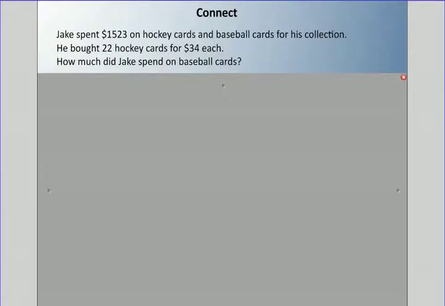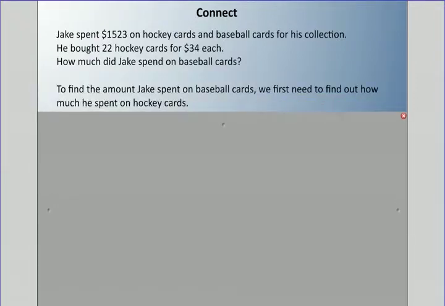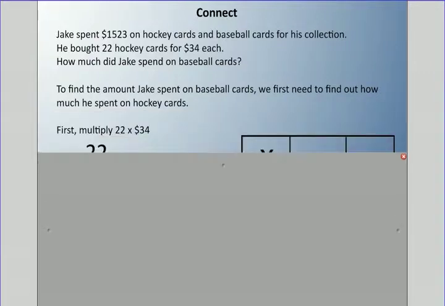All right, here's a story. Jake spent $1,523 on hockey cards and baseball cards for his collection. He bought 22 hockey cards for $34 each. Well, how much did Jake spend on baseball cards? In order to figure this out, we have to find the amount Jake spent on the baseball cards. We need to first find out how much he spent on the hockey cards. There's more information on the hockey cards in this problem, so using that information is going to help us solve the baseball card part. So first we need to multiply 22 times 34.